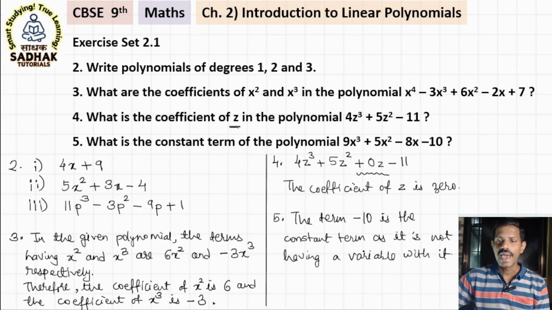Actually, this minus 10 we can also write as minus 10 multiplied by x raised to 0, because we know that any number whose power is 0 has the value 1. So 1 multiplied by minus 10 will remain minus 10, its value will never change. The value of x raised to 0 will always be 1, so it will remain minus 10 only. That is why it is a constant term. With this we have solved all the questions of exercise 2.1.